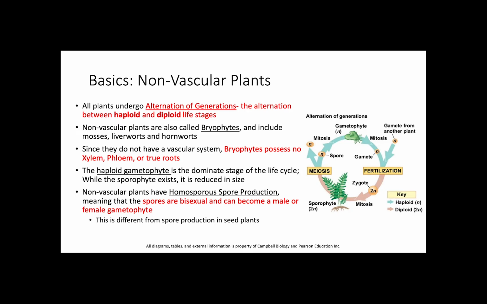Non-vascular plants are also called bryophytes and include mosses, liverworts, and hornworts. Since they do not have a vascular system, bryophytes possess no xylem, no phloem, and no true roots. The haploid gametophyte is the dominant stage of the non-vascular plant life cycle, and while the sporophyte exists, it's going to be reduced in size.